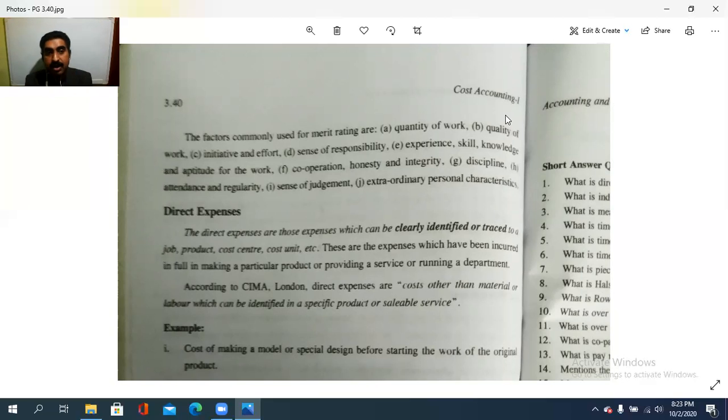So, direct material and labor can be easily traceable from a particular product or the production process or the rendering of a service, isn't it? Labor is to be directly traceable or clearly identifiable from a production process, maybe a job or a product or a cost center or a cost unit. So the cost other than material and labor that all will help in identifying a specified product or for rendering a saleable service. So that is the direct expenses.